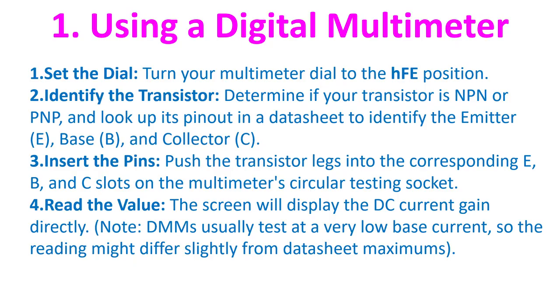Determine if your transistor is NPN or PNP and look up its pinout in a data sheet to identify the emitter, base and collector. Push the transistor legs into the corresponding E, B and C slots on the multimeter's circular testing socket. The screen will display the DC current gain directly. Digital multimeters usually test at a very low base current, so the reading might differ slightly from data sheet maximums.